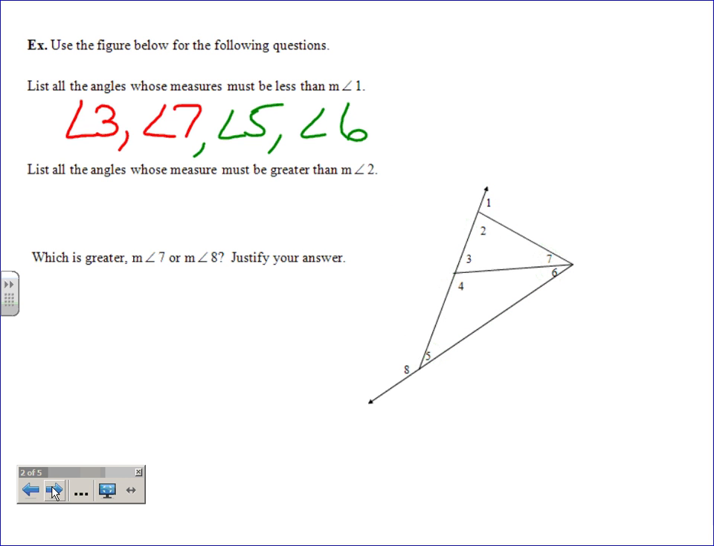I know it's hard. Sometimes you look at it and you want to say, oh, it looks like it. So now I'm going to switch the question around on you a little bit. List all the angles whose measure must be greater than 2. So I have to find all the angles that have to be bigger than 2.